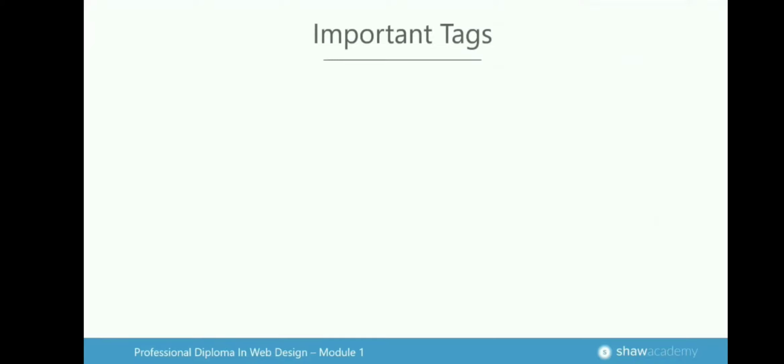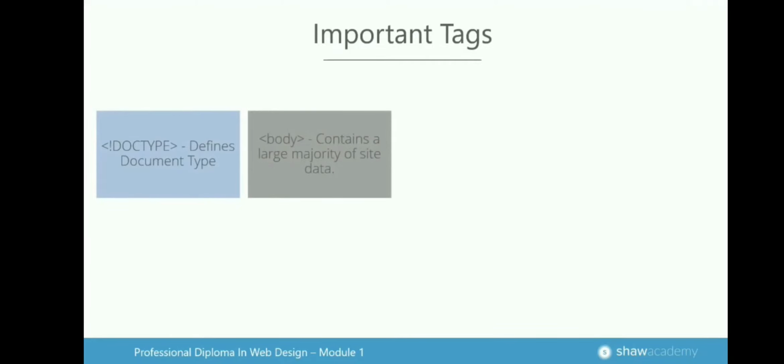So I want to quickly just show you some of the most important tags, as I promised you earlier I would. You've got doc type, and this is going to define the type of document you are using. So is it an HTML5? But all of that we will be covering in more detail later. You've then got body, which is going to contain a large majority of your site's information, similarly to how you would set out an essay. So you'd have your title and your body.